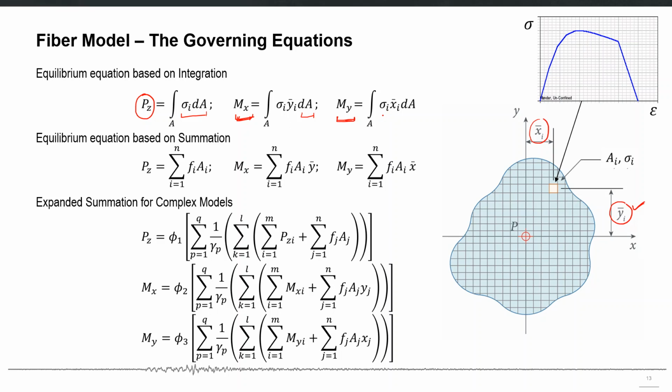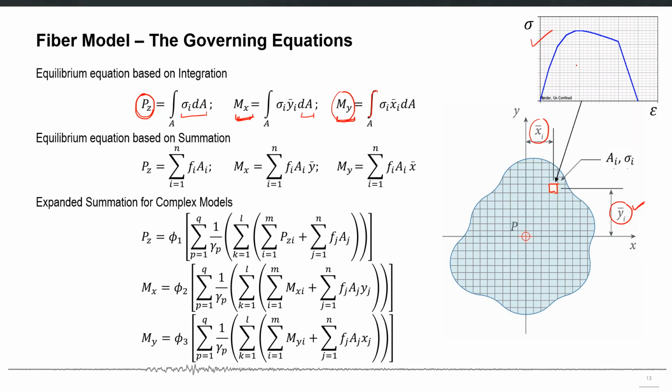So if you sum the moments of all fibers, you integrate them, you get the total moment. If you sum the forces of all fibers, you will get the total axial force on that cross section. So here you can see that a particular fiber is assigned this stress strain relationship, and that can correspond to steel or concrete or any other thing.